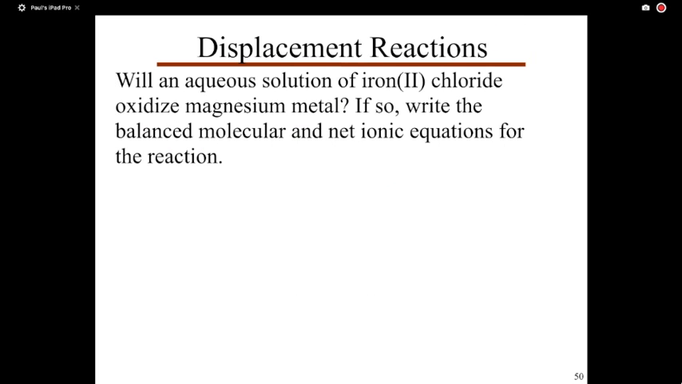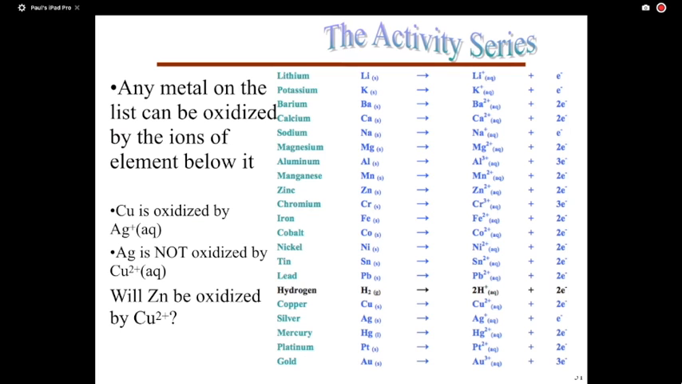Okay? Will an aqueous solution of iron 2 chloride oxidize magnesium metal? That's another way of saying, does it react with magnesium metal? If so, write the balanced molecular equation and net ionic equation for this reaction. Okay, so the two things that are reactants, iron 2 plus and magnesium. Iron 2 plus is right here. Where's magnesium? Right there. Unfortunately, does this react? Yes, that means we actually have to do something.